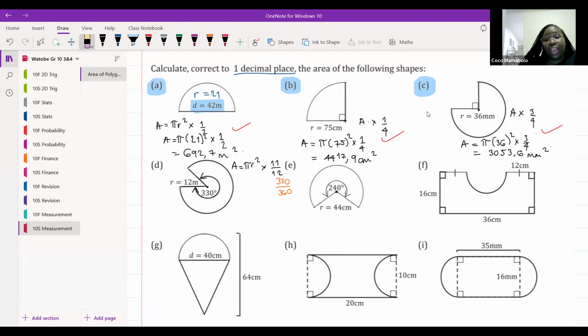Let's think about this next one over here. Let's look at question E, because we're going to do both D and E just now. What fraction of my circle is this 240 degrees that they've given us over here? What fraction of my circle is it? Correct, it's 2/3. And we can figure that out by taking 240, dividing that by 360, so it can give me the fraction of my circle. So I'm going to do the exact same thing, guys. The area is equal to pi times radius squared multiplied by 2/3.